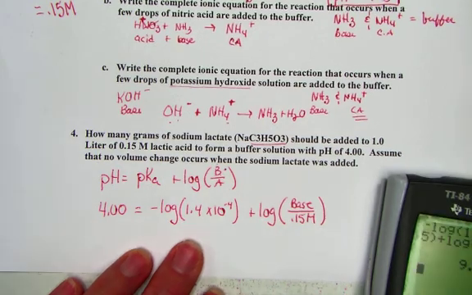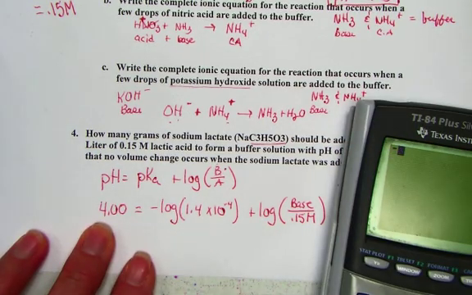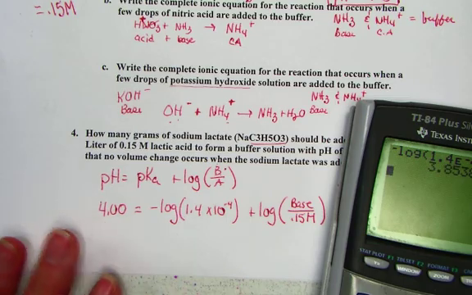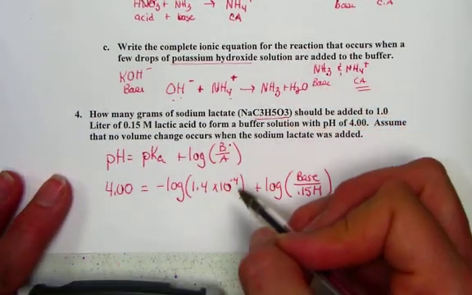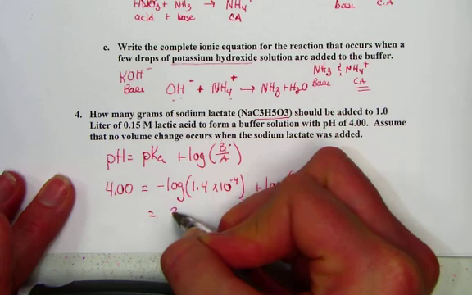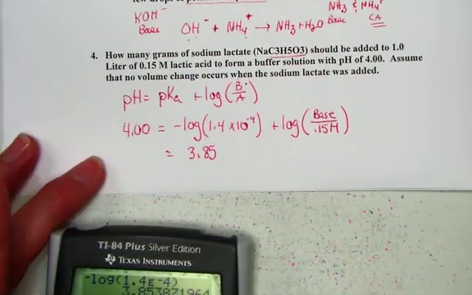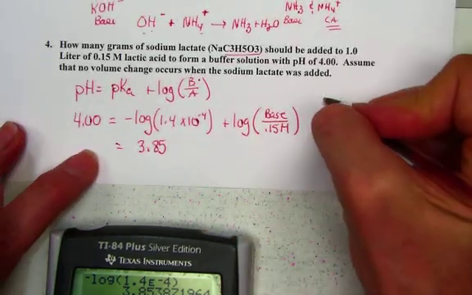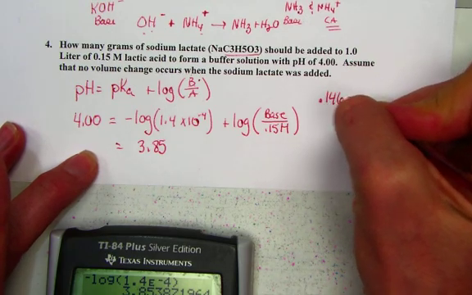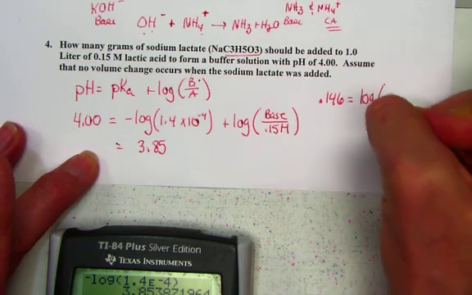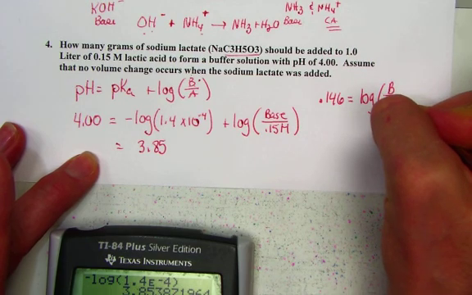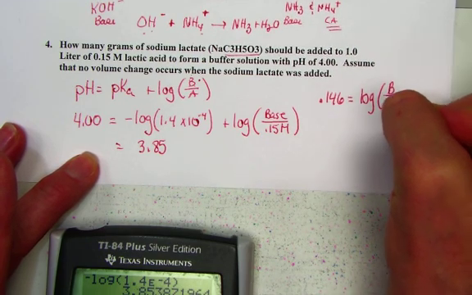Let's simplify so far. We have the negative log of 1.4 E negative 4. That's getting a pKa value, and that to me is 3.85. So what we'll need to do now is just 4 minus that answer to bring it to the left-hand side. So we have 0.146 is equal to the log of the ratio of base over acid, 0.15 molar solution.